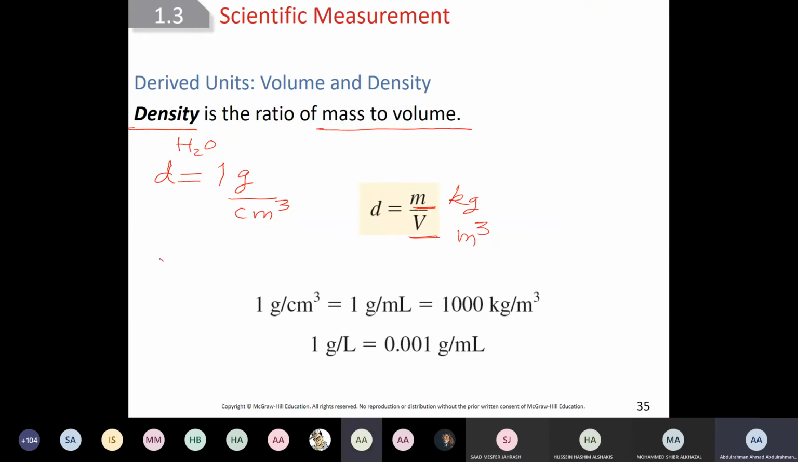I want you to make the density in kilogram over meter cube. Kilogram over meter cube. How can you do it? 1,000. Okay, we'll change. What would be down? The gram, how can I change it to kilogram? If I want to change it to kilogram, I multiply by 10 to the power minus 3.